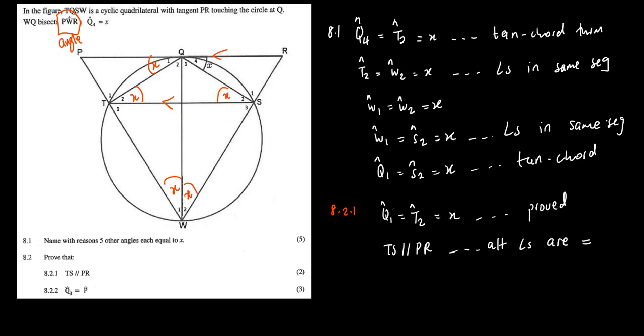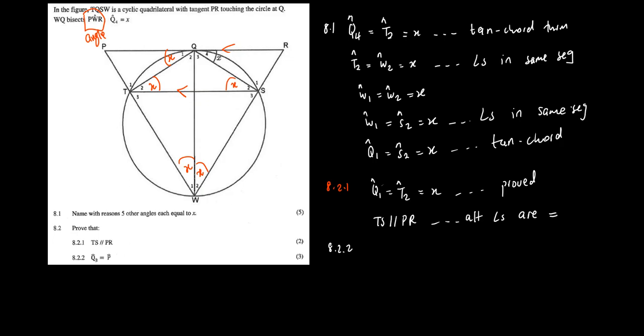Okay, so we have proved that these lines are parallel, and then we could proceed with 8.2.2 just to further prove that the angles there are equal. Now the issue about proving equal angles, like I said, is that you make Q3 the subject, you get what it is. You make P the subject, you get what it is. Then if they're equal to the same thing, it means that those angles are equal.